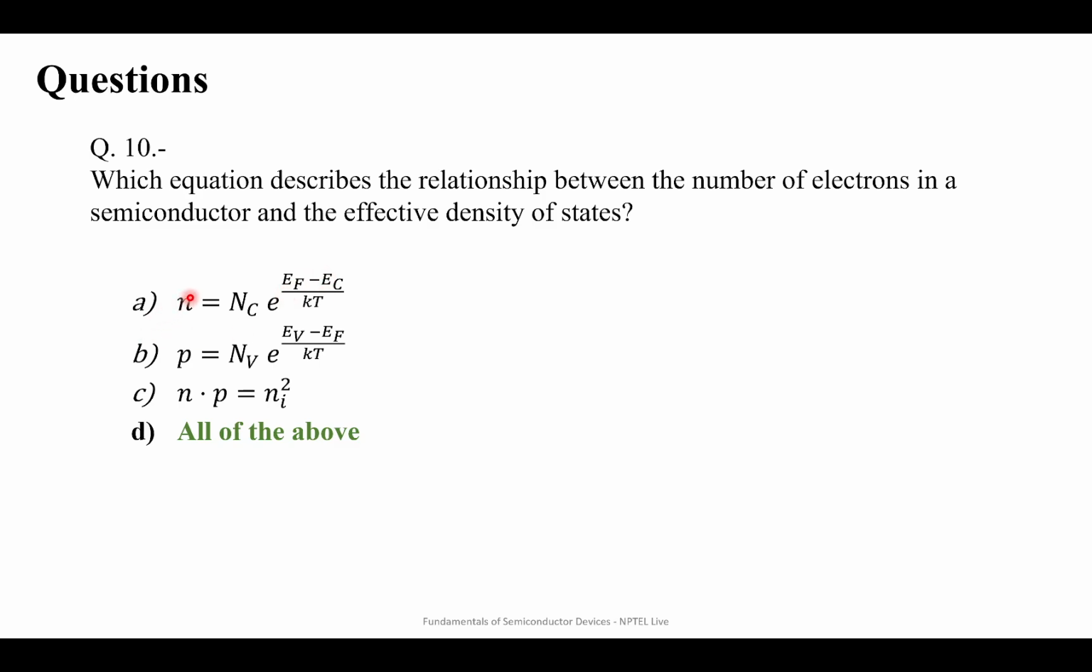So these equations give us the carrier concentration for the n-type semiconductor, the free electron carrier concentration. This gives us the free hole carrier concentration, and this relation says the electron carrier concentration times the hole carrier concentration will be the square of the intrinsic carrier concentration.